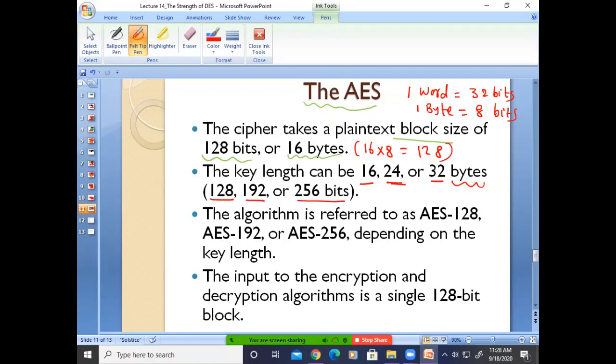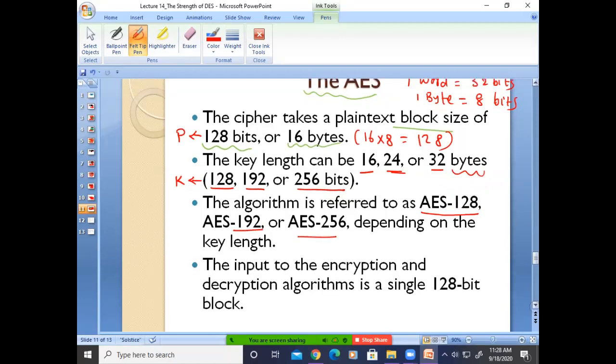Is it clear? See, if it is simple, we can take the plain text as 128 and the key size as 128, or plain text 128, key length 192, or plain text 128, key length 256. Based on that, we can call it AES 128, 192, 256, depending on the key length, right? This is very simple.